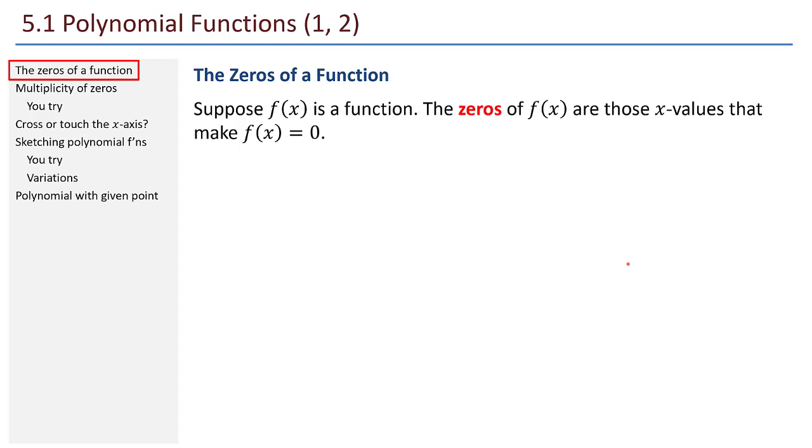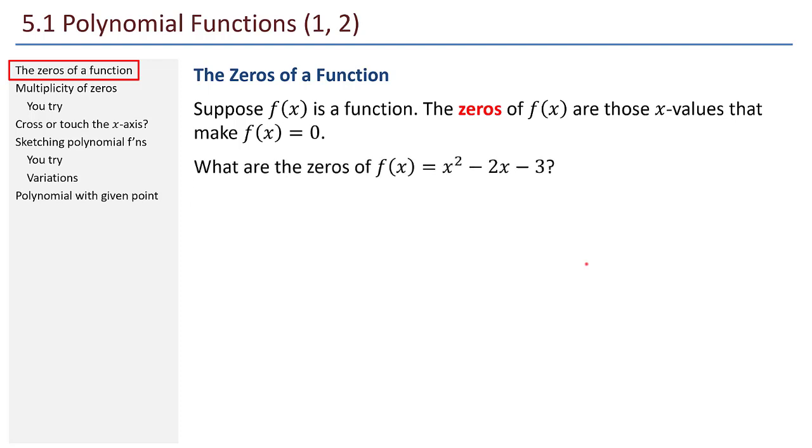The zeros of a function. Suppose that f of x is a function. It could be any function, it doesn't have to be a polynomial function. So this is true in general. Suppose f of x is a function. The zeros of f of x are those x values that make f of x equal to 0.